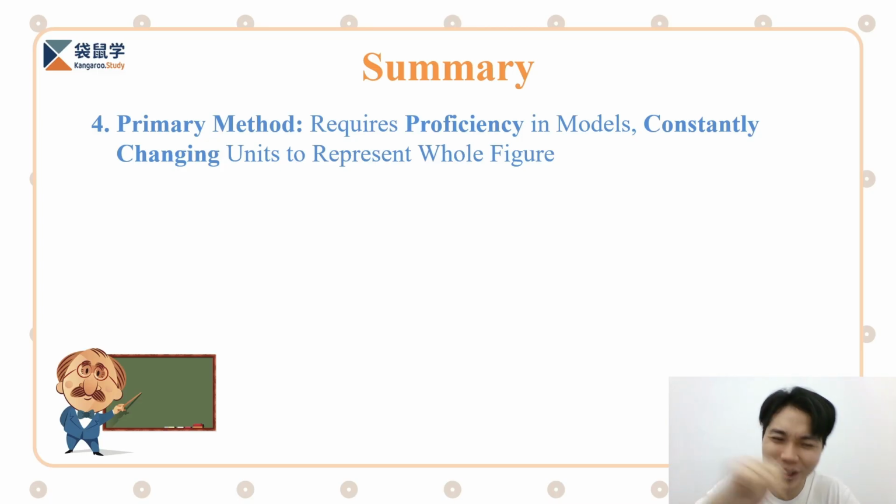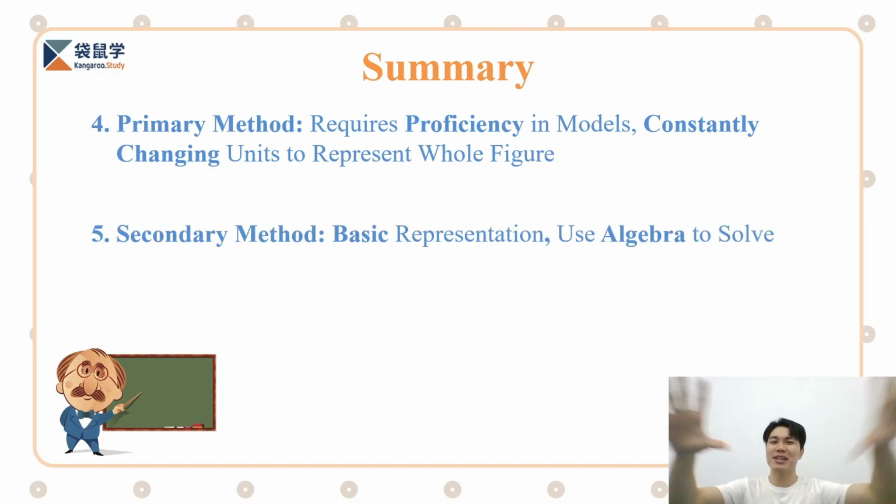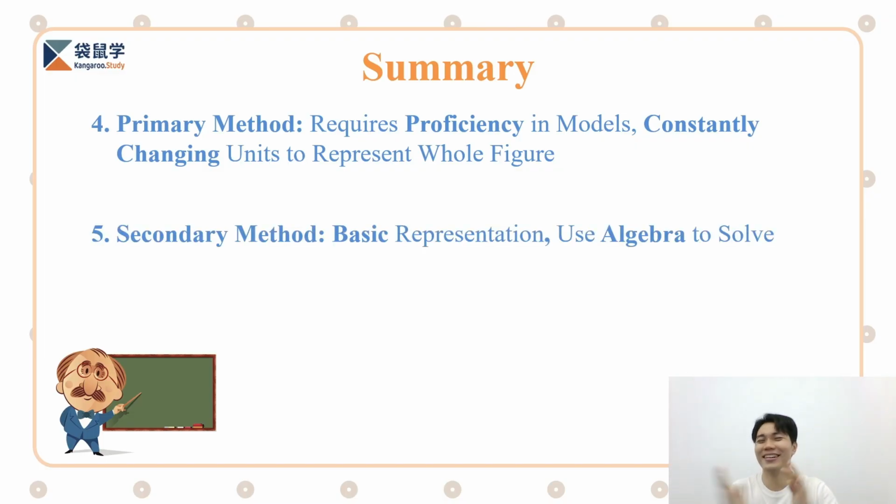Next, secondary method. This one, a bit simpler. All we have to do, we still have some basic representation to represent the areas of the triangles. But instead, we can use algebra to represent it. We use algebra to represent and just solve for the variables.